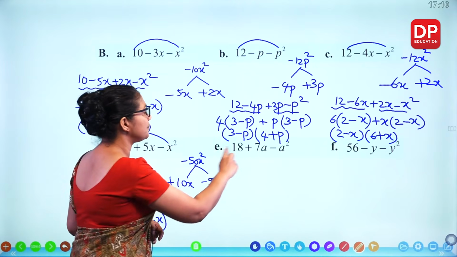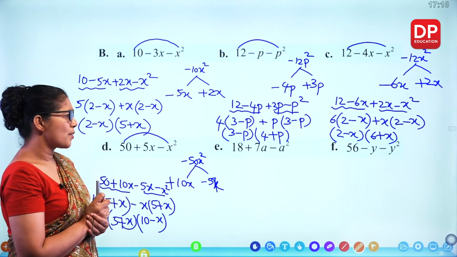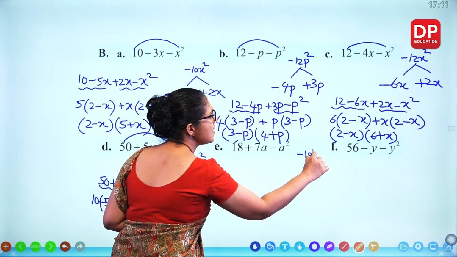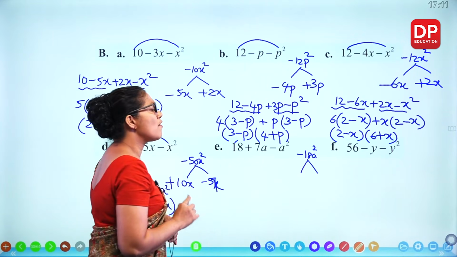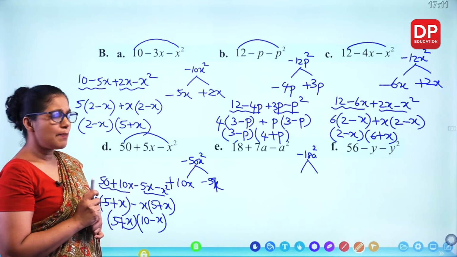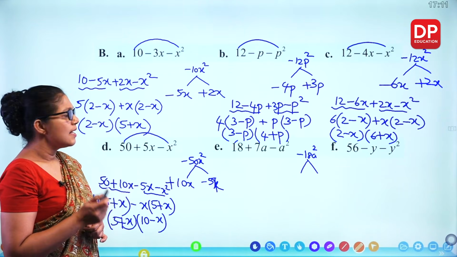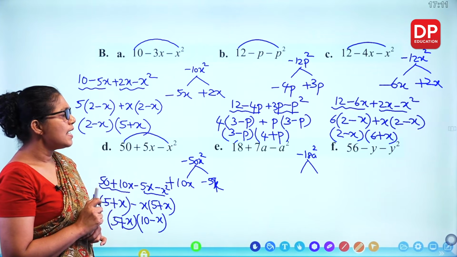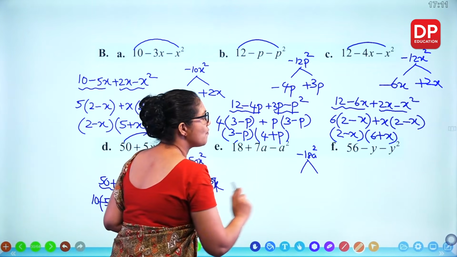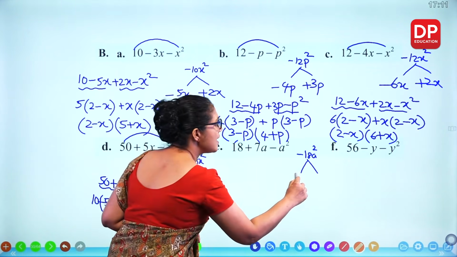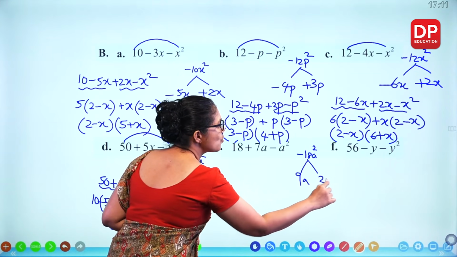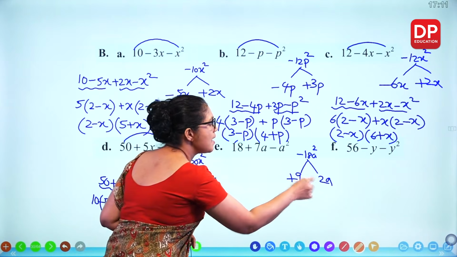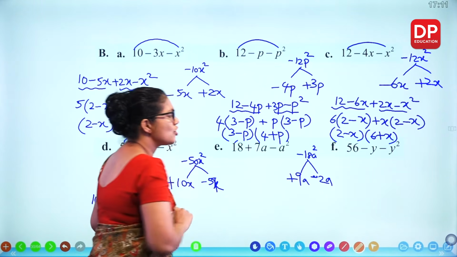Now in this part, you get minus a squared and 18. When you multiply these two, you get minus 18a squared. What are the factors of minus 18? The middle term is positive. That means the largest number should be positive and the smaller number should be negative. What are the factors of minus 18? You can write 9 and 2. So here the middle term is positive, means plus 9 and minus 2.